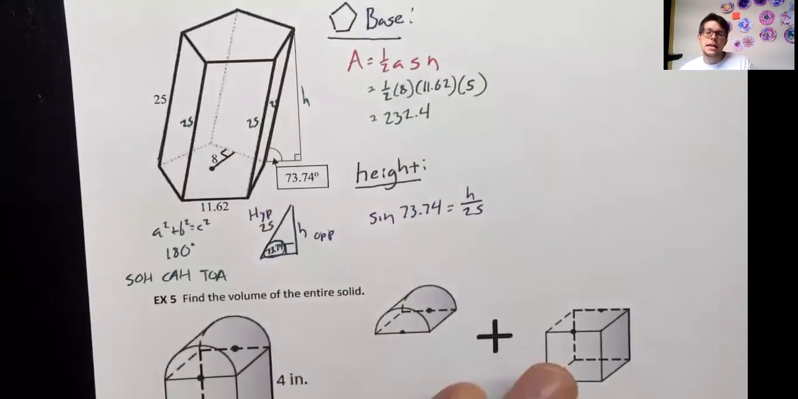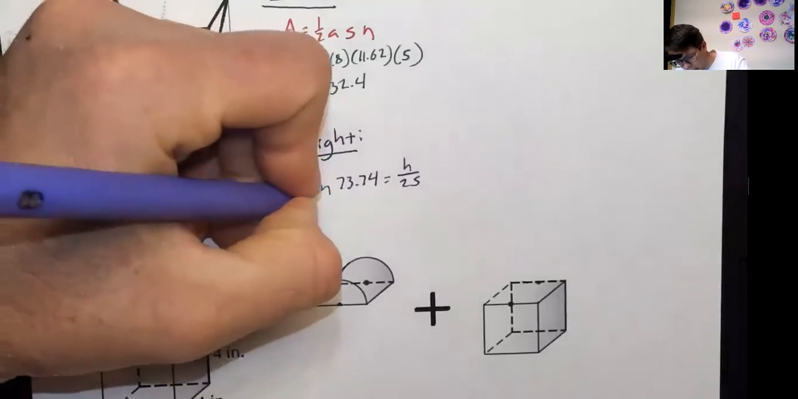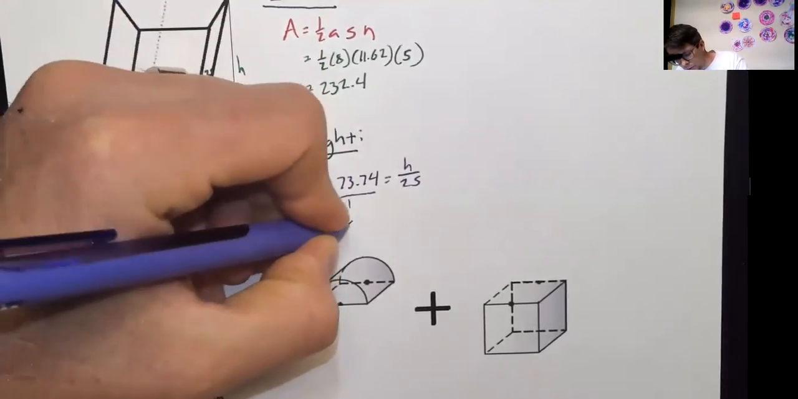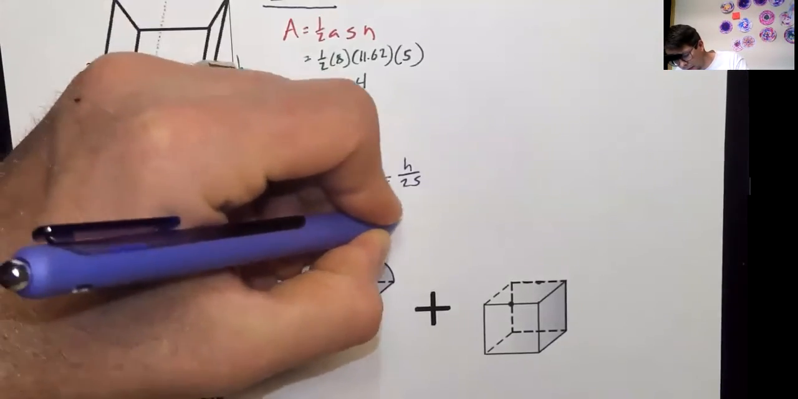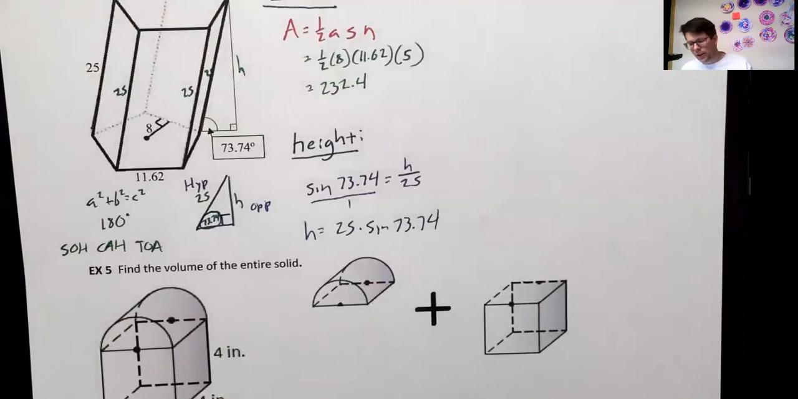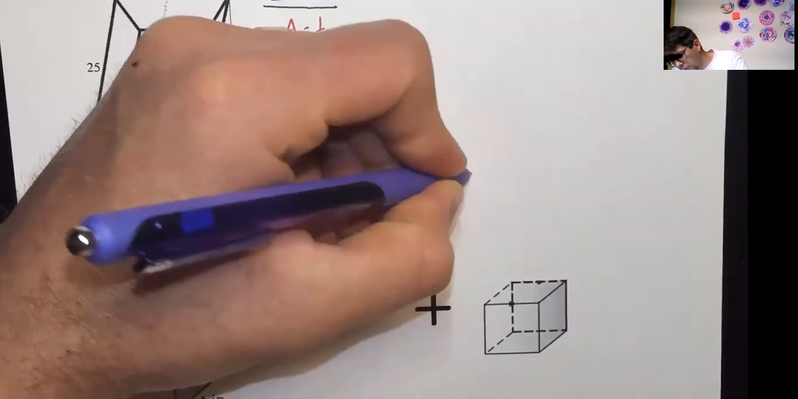All right, excellent. Now we can solve. I'm going to create a fraction by writing this over 1 and cross multiply. That's going to give me h is equal to 25 times the sine of 73.74. And this is actually what you're going to type into your calculator. So when you do type it in, you're going to get a height value, and this height value happens to be 24.00, or just 24. So now we know what our height value is going to be.